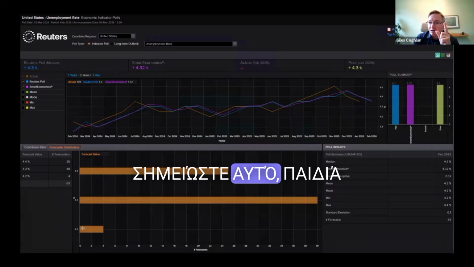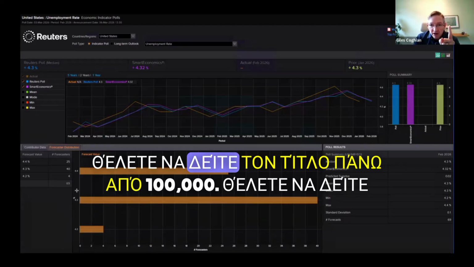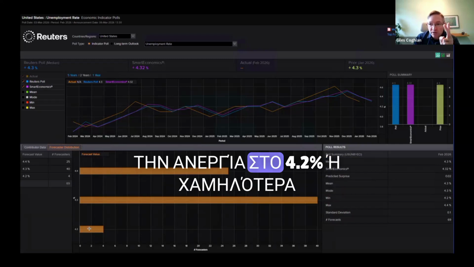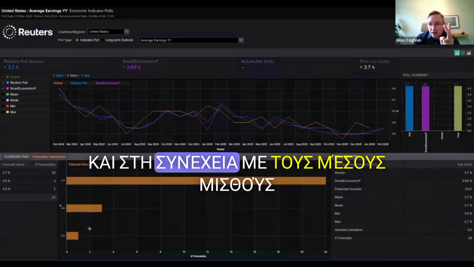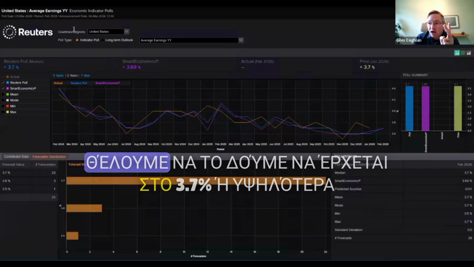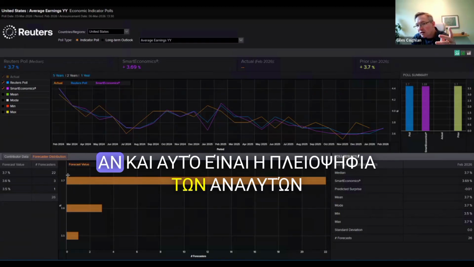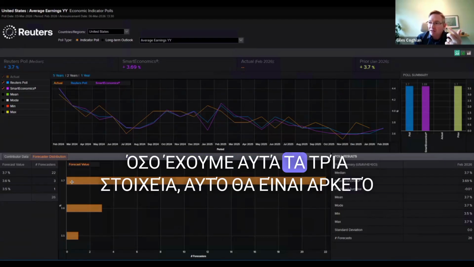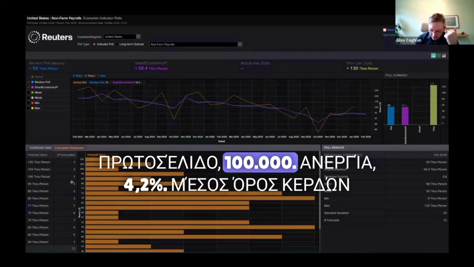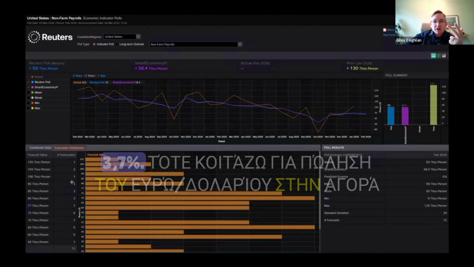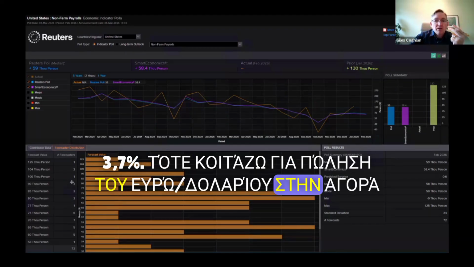So write this down, folks. You want to see the headline above 100,000. You want to see the unemployment 4.2% or lower. And then with the average earnings, we want to see this coming in 3.7% or higher. Although that's the majority of forecasters, as long as we get those 3 elements, that will be enough. All right. Headline 100,000, unemployment 4.2%, average earnings 3.7%. Then I look for euro dollar selling at market.